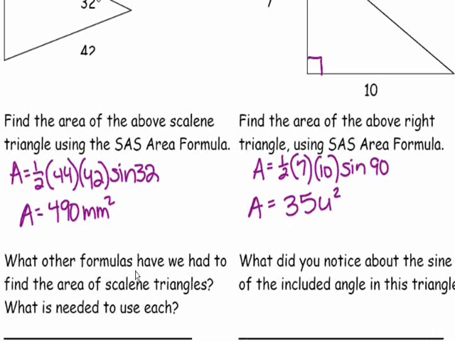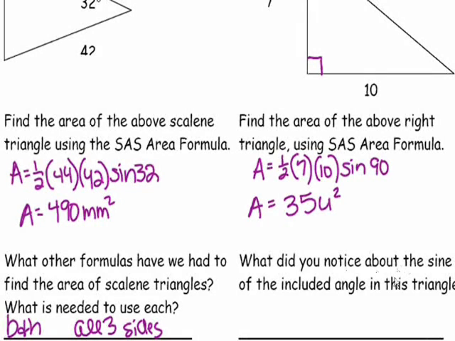Okay, and we just talked about the other formulas that we've used. What do I need to use my other formulas? Well, I need a base and a height, or I need all three sides. So in this case, I would use the side angle side area formula if I had an angle and two of the sides, but I didn't know the third side, or it was too difficult to find the base and the height.